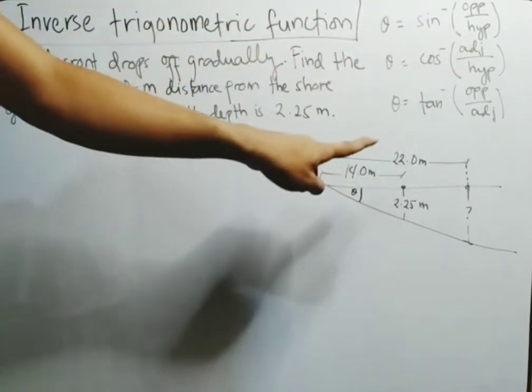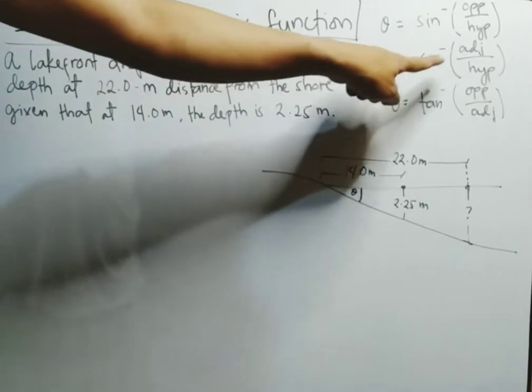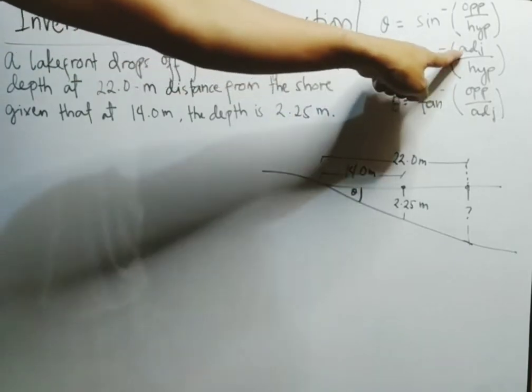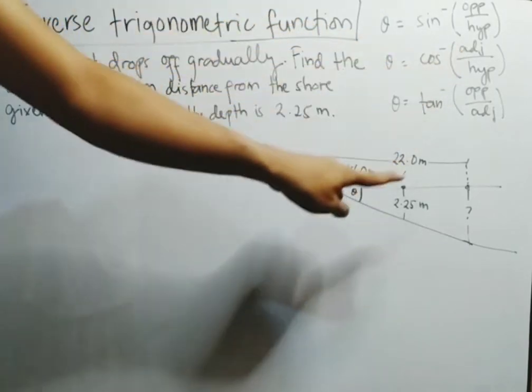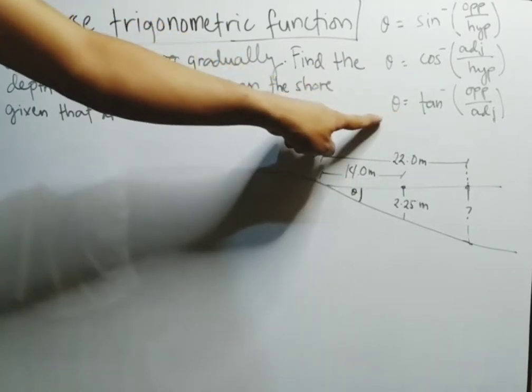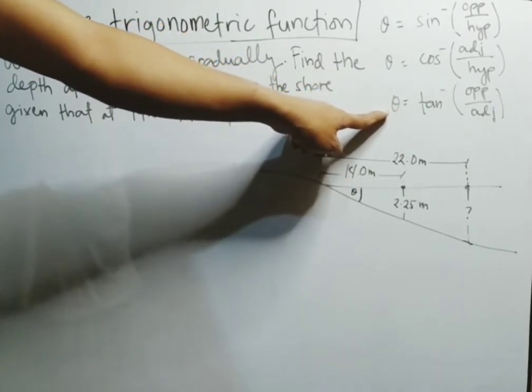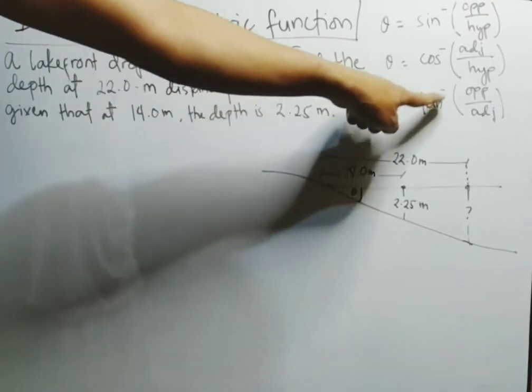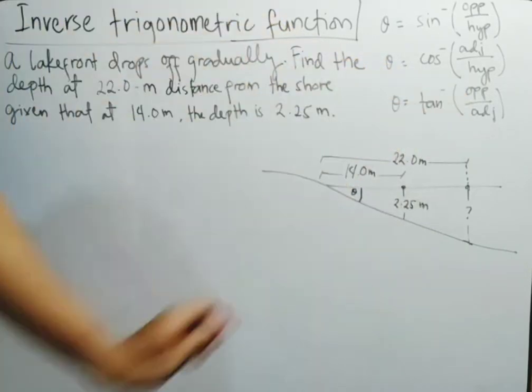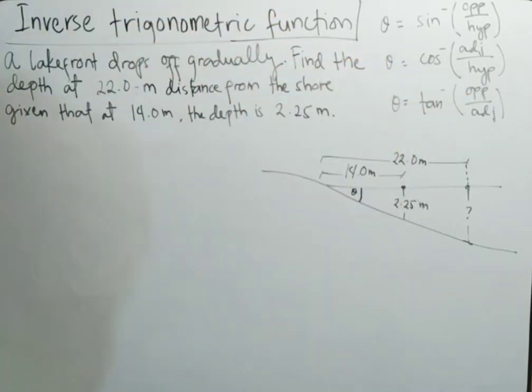In terms of cosine, angle theta is equal to the arc cosine of the adjacent side over the hypotenuse side. For tangent, that would be theta is equals to the arc tangent of the opposite side over the adjacent side.